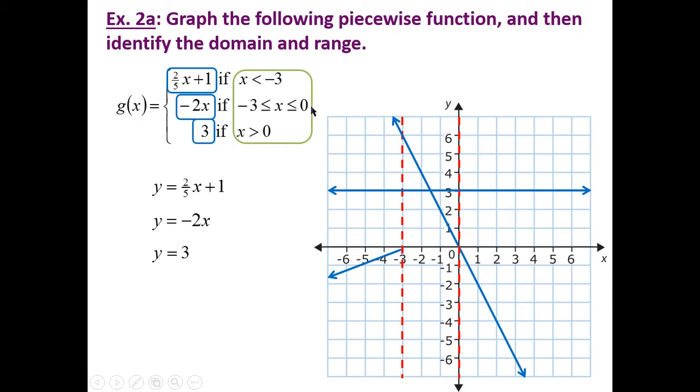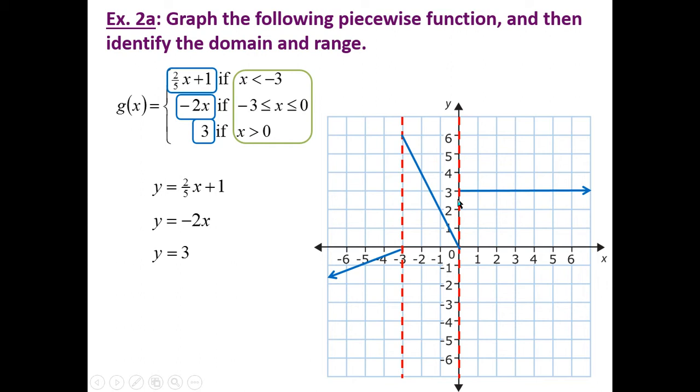Our middle line, y equals -2x, that line's only relevant in between the two break lines. So we could erase both the left and right side of that line. And then our horizontal line at 3, that's going to be relevant when x is greater than 0. So that's going to be everything to the right of the y-axis, or to the right of our right dotted line.